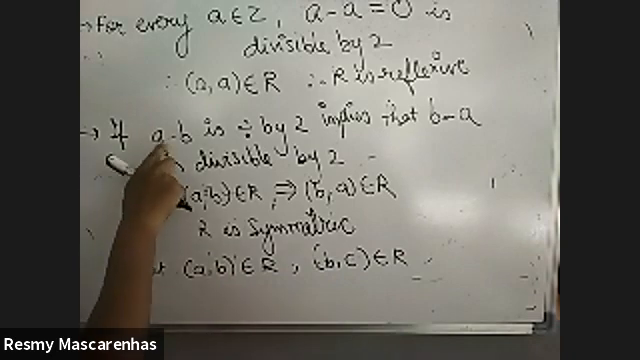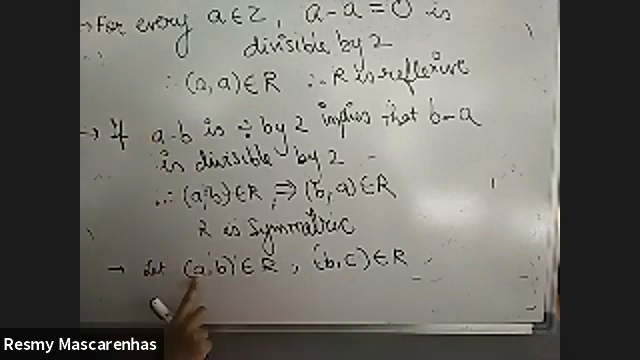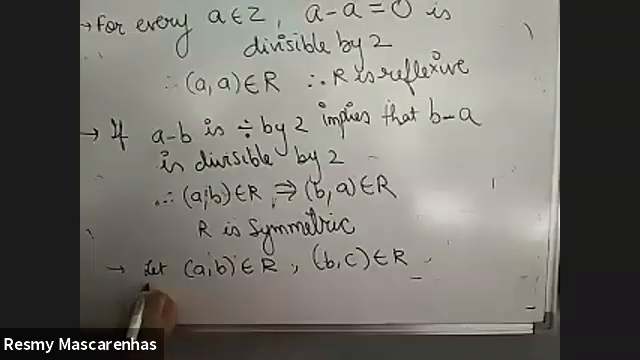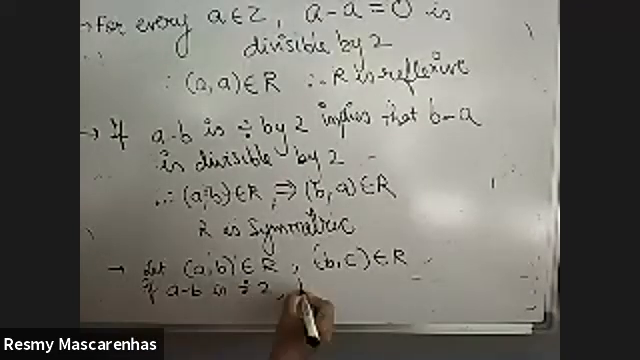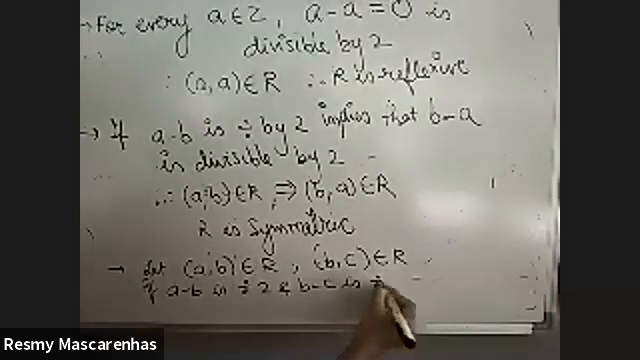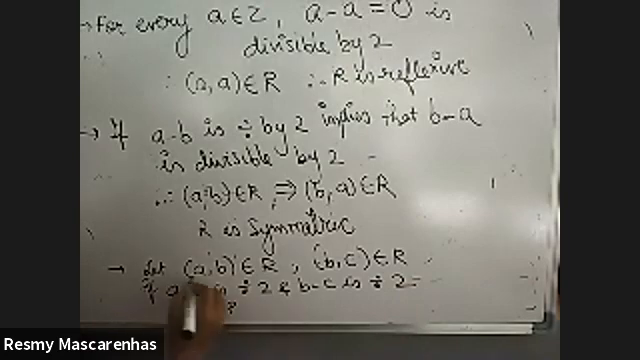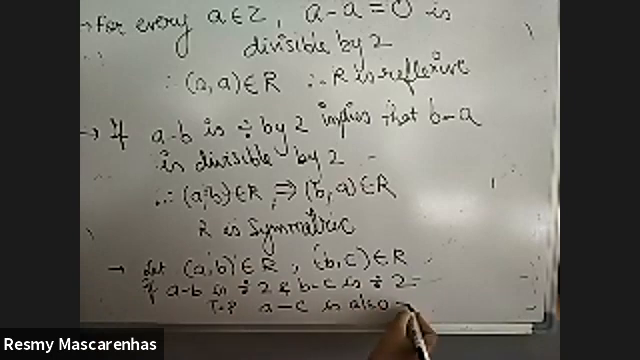Symmetric means A comma B, B comma A. And transitive is A comma B, B comma C. Then we have to check whether it works for A and C. So what you can write is, if A minus B is divisible by 2 and B minus C is divisible by 2, then what we have to prove is A minus C is also divisible by 2.